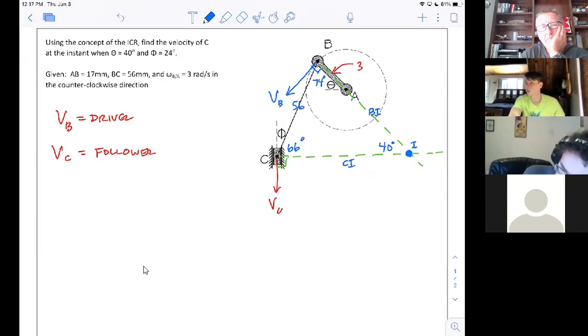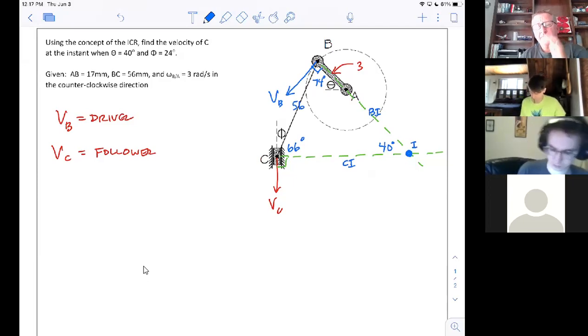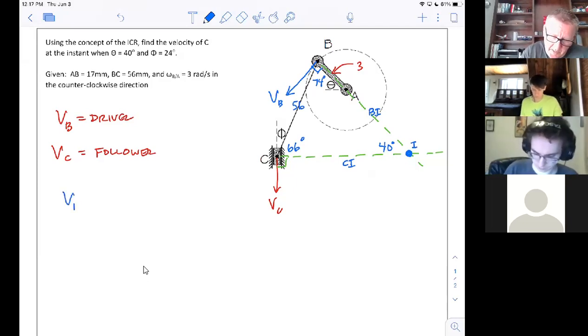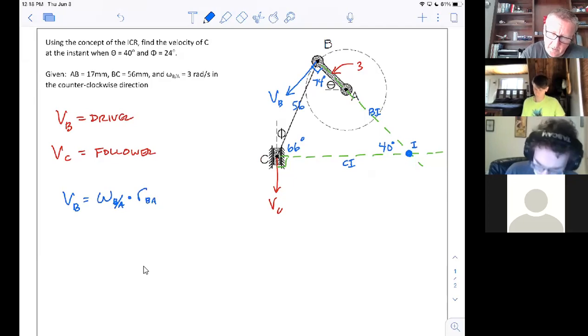Do we have to convert it to meters? Not necessarily. Okay. I don't think so. So it is an important point to point out that the velocity of B would be equal to the angular speed of B as it is forced to rotate around A, as long as I multiply that by the radius of AB.